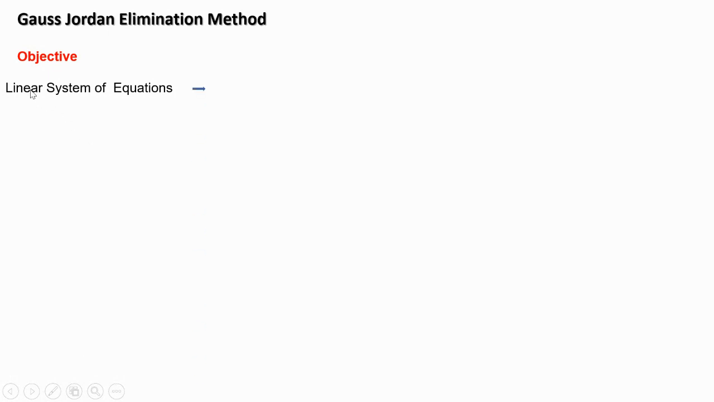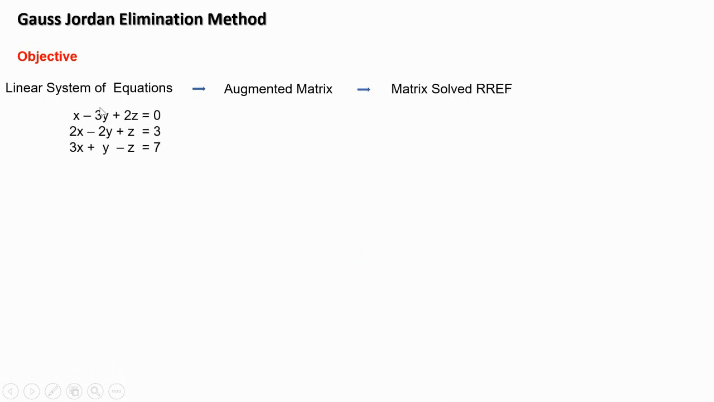Okay, here's my objective. This is called linear systems of equations, which is what we've been doing. We have to put it as an augmented matrix, and right now I'm going to show you what it means. After that, we get the solution by matrix of RREF. The RREF stands for reduced row echelon form. Okay, what does that mean? I'm going to show you right now what it means.